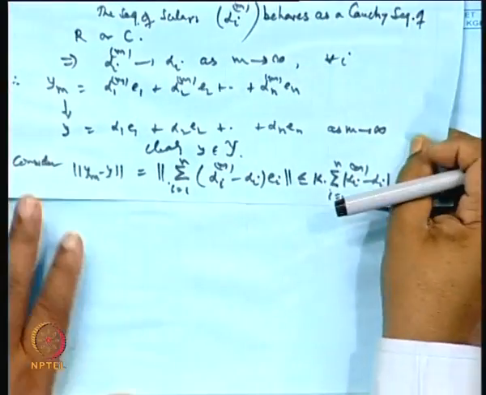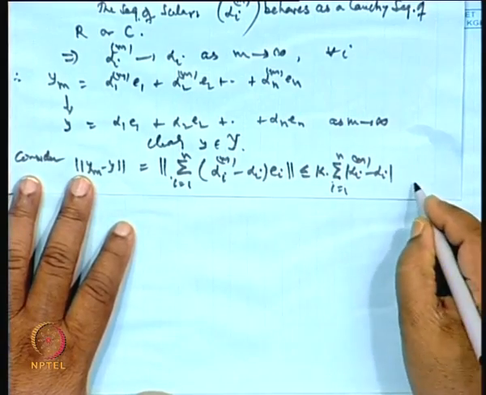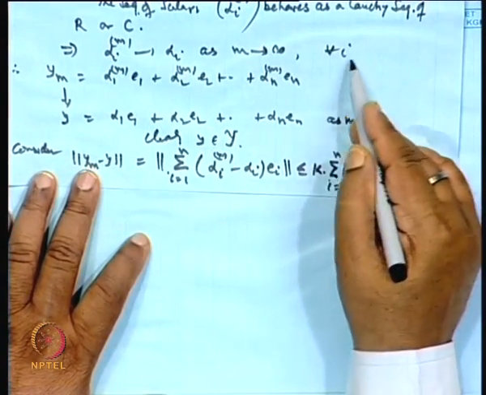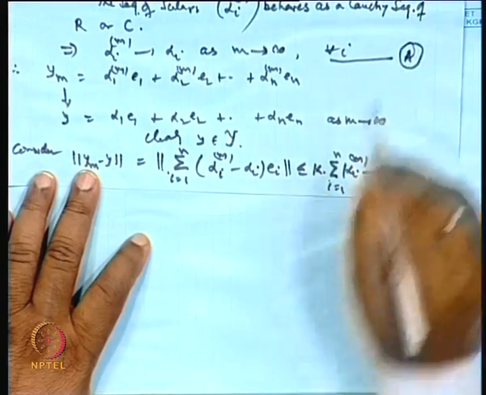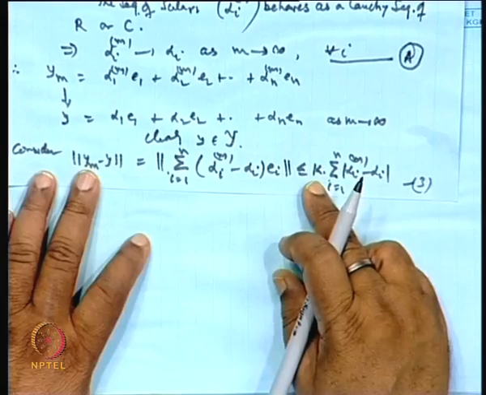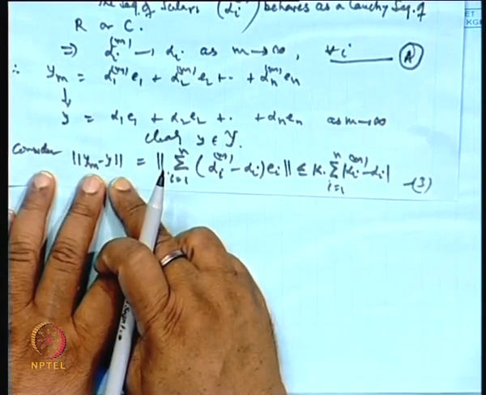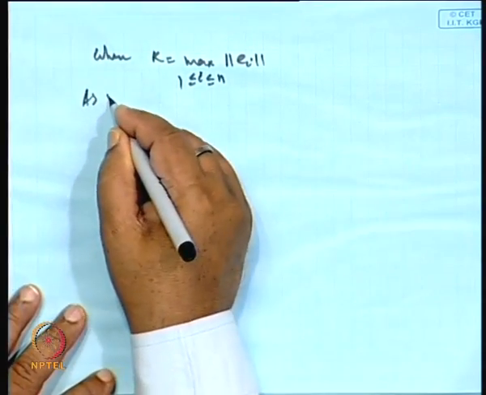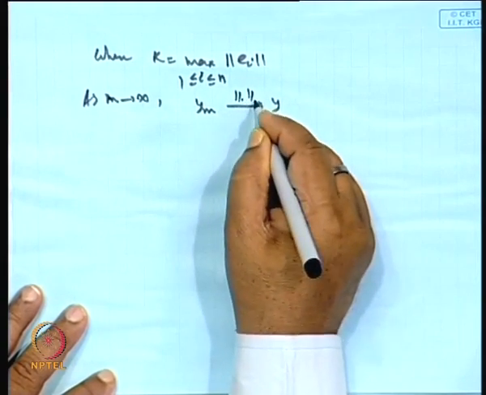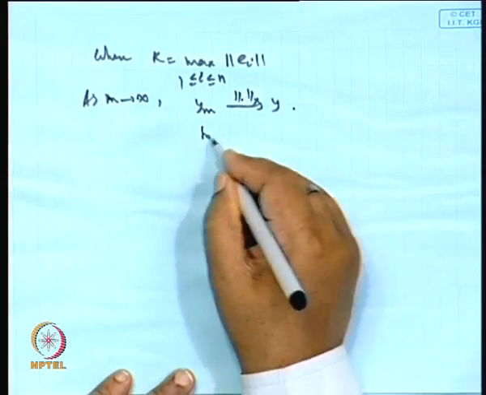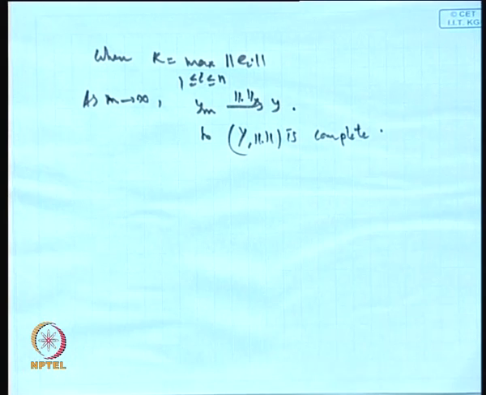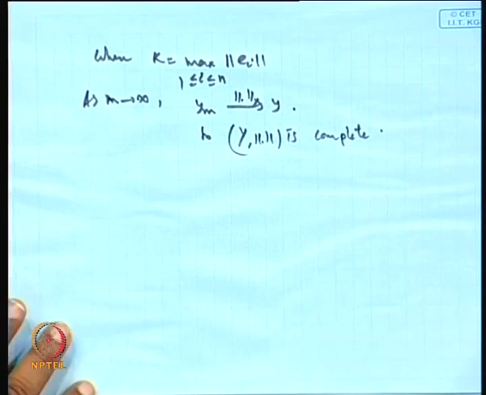Now, let us look at this again. If we look at this equation, say equation 3, as m tends to infinity, alpha I m is tending to alpha I because of this result, is it not? Because of this, as already shown. So, this part is tending to 0, this is a finite number and k is already finite. So, as m tends to infinity, y m tends to y in the norm of y, and this completes it. So, y is complete. Is it clear?